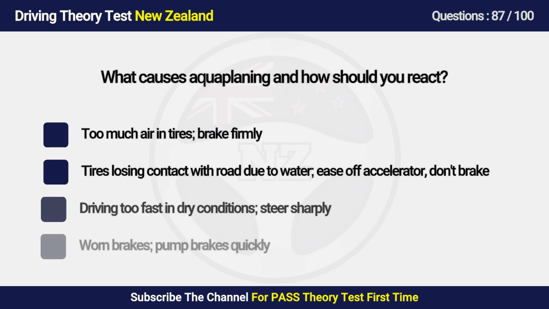Question 87. What causes aquaplaning and how should you react? A. Too much air in tires, brake firmly. B. Tires losing contact with road due to water, ease off accelerator, don't brake. C. Driving too fast in dry conditions, steer sharply. D. Worn brakes, pump brakes quickly.